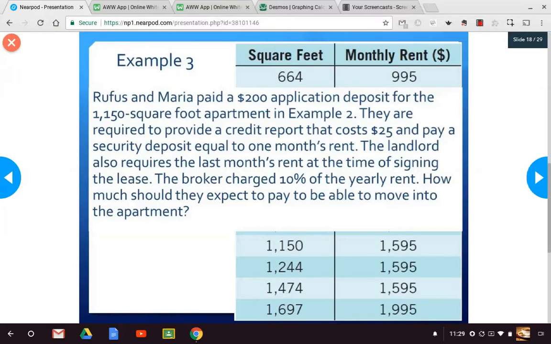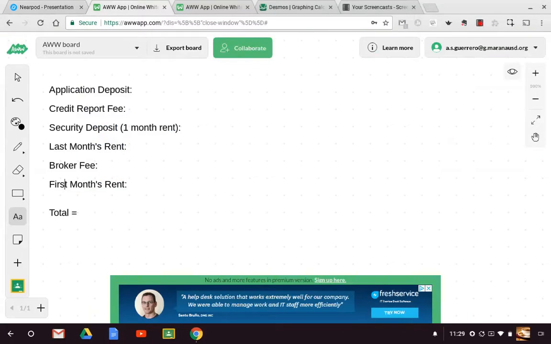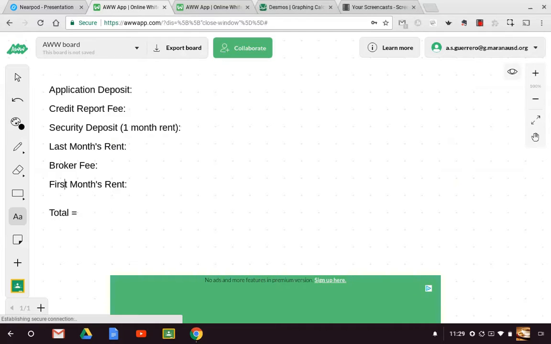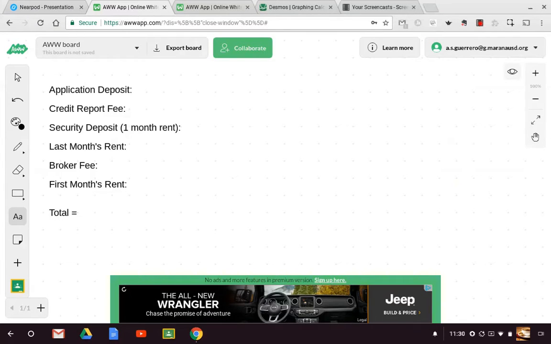So using the table from example 2, we see that their monthly rent's going to be $1,595. And we don't want to forget that they're going to have to pay their first month's rent as well, since they're moving into their new apartment. So on these types of problems, the best thing to do is to list out all of the expenses. So here I've made a list of the things that they talked about in the problem that they were going to have to pay for: the application deposit, the credit report fee, the security deposit being 1 month's rent, the last month's rent, the broker's fee, and the first month's rent.